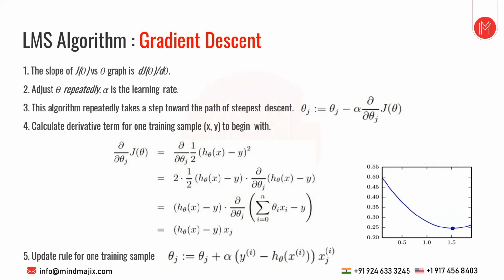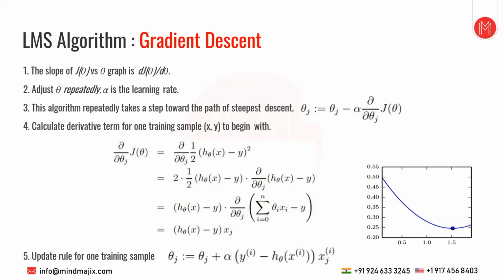So this algorithm repeatedly takes a step towards the path of steepest descent. When we talk about the equation of theta j and the learning rate, at the same time it should prefer the learning rate as well. So calculate the derivative term for one training sample x and y to start this.